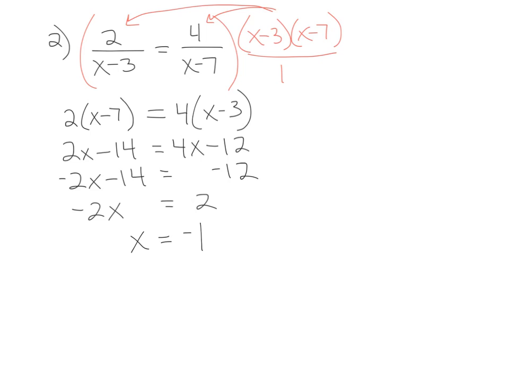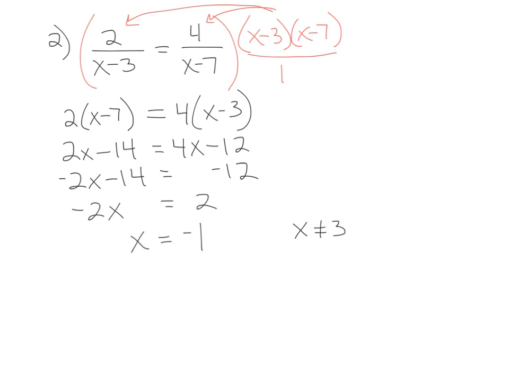Now, you do have to check for extraneous roots. All right, you have to check for extraneous roots when there are variables in the denominator. So here, remember the denominator can't equal 0. So what would make this denominator 0? X can't be 3, right? What's 3 minus 3? 3 minus 3 is 0. All right, so X can't be 3.